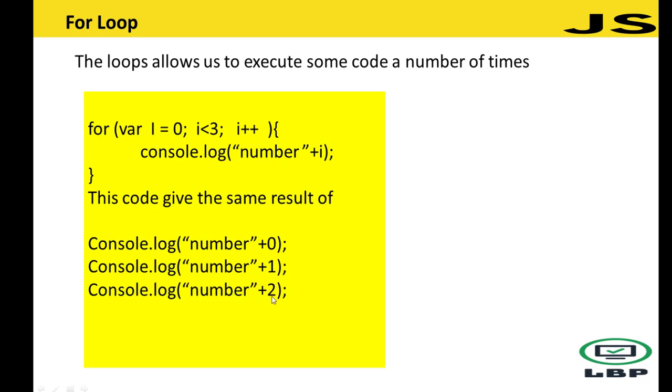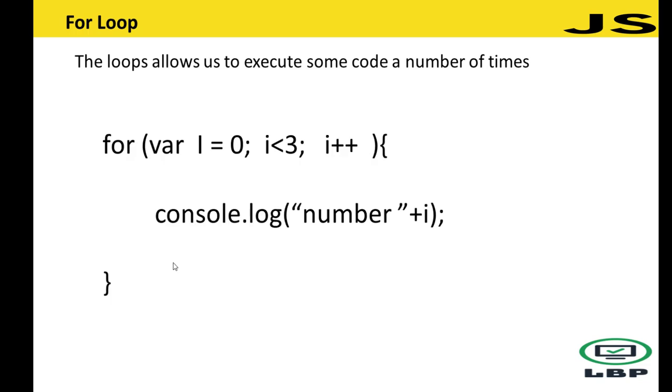If I want to do this using loops, I can make a for loop. I write for, var i equal to 0, i less than 3, meaning the condition, and here I write i plus plus, console log number plus i. Don't worry, I will explain each part of this syntax. Remember this is the same thing as this code here, okay? We will go back to this example, but now I want to understand the structure.